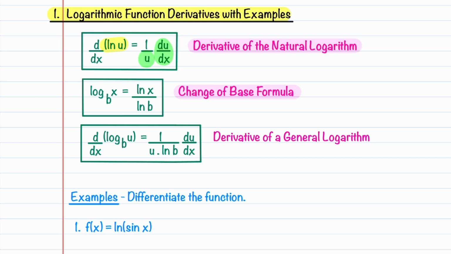To find the derivative of the general logarithmic function, we need to use the change of base formula, which I've listed right here. It tells us that the log base b of x is just the natural log of x divided by the natural log of b. The derivative of a general logarithm, log base b of u, is then 1 over u times ln b times du dx. So it's the same thing as the derivative of the natural log, except you have to divide by natural log b.